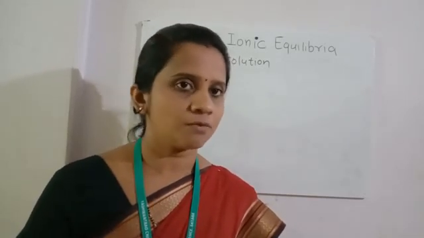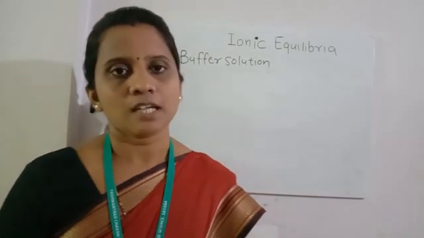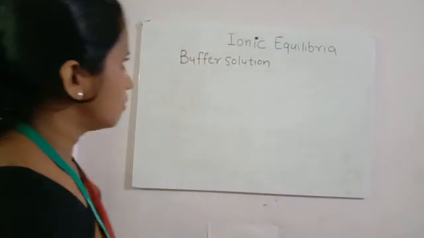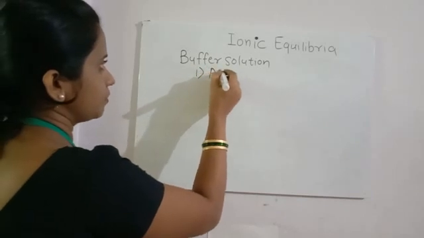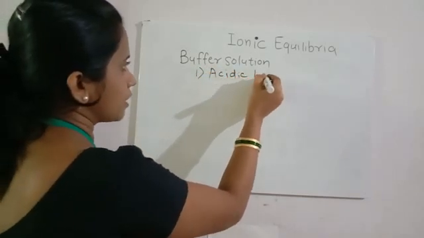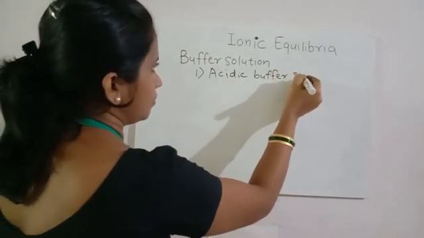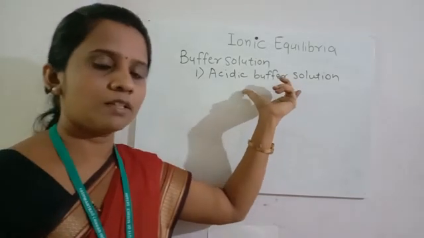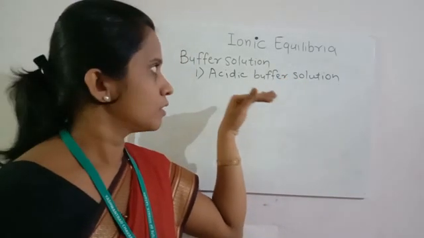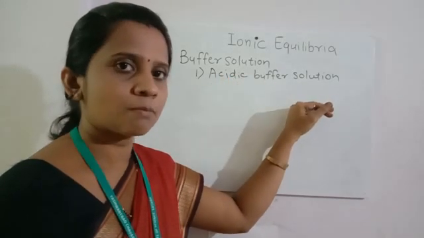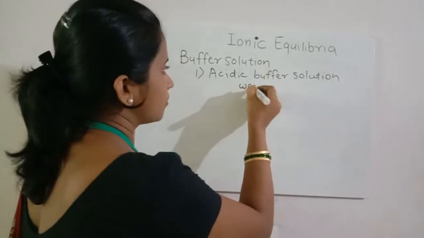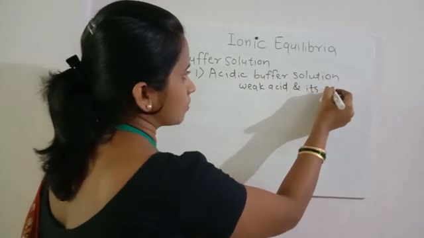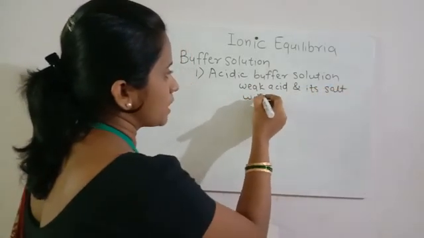So these solutions are basically used to maintain the pH. Now there are two types of buffer solution. First one is acidic buffer solution and the second is basic buffer solution. So first, acidic buffer solution. This type of buffer solution is used to maintain acidic pH. Now acidic buffer solution is made up of weak acid and its salt with strong base.